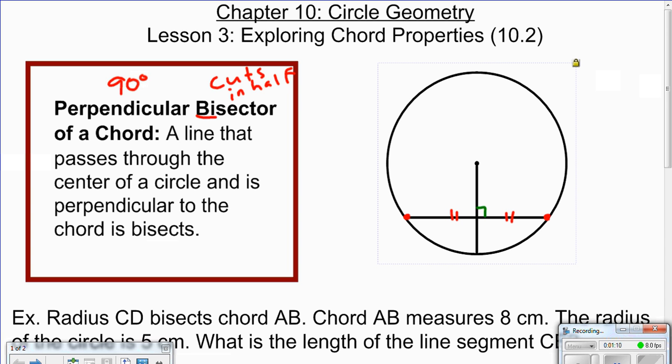And so anytime you see a situation set up like this with a radius line or a diameter line cutting through a chord, you know that it will cut at 90 degrees, and you know that that chord will be split into two equal length pieces.